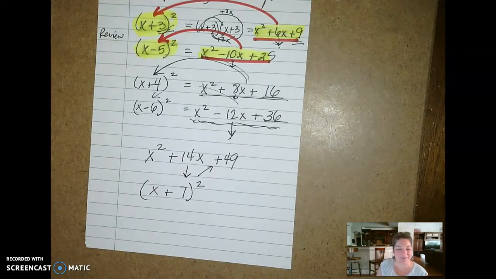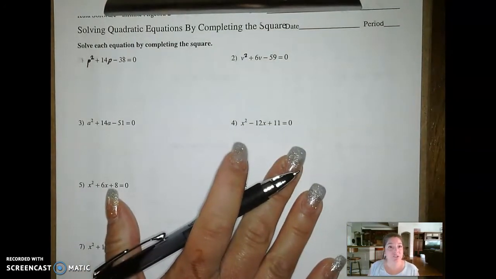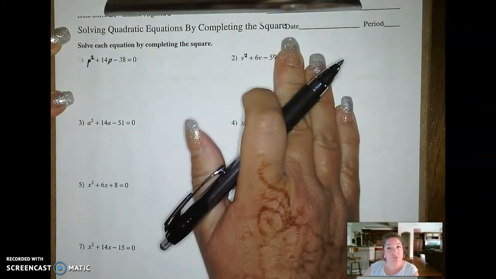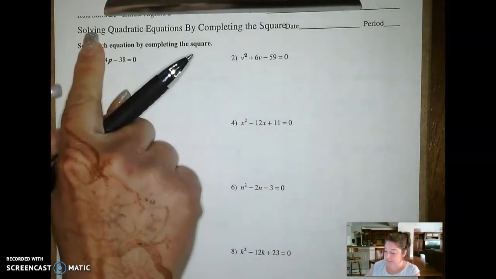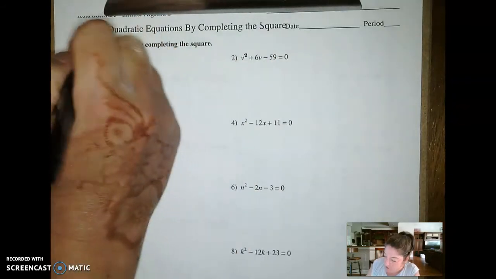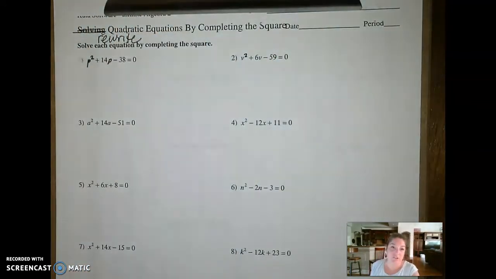Okay, so now we're going to put a couple of extra steps to that. I'm actually going to change the directions to your paper that I attached to Google Classroom. So instead of solving the quadratic equations by completing the square, we're going to rewrite the quadratic equations by completing the square. We're just going to rewrite them today. If you can't rewrite it, you can't solve it, okay? So we got to make sure that we get that first step done.